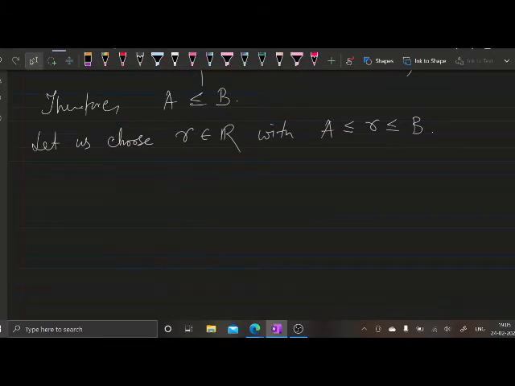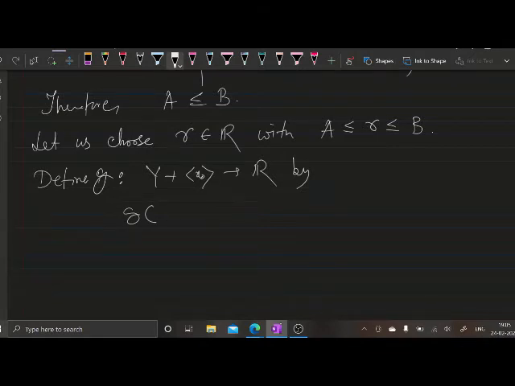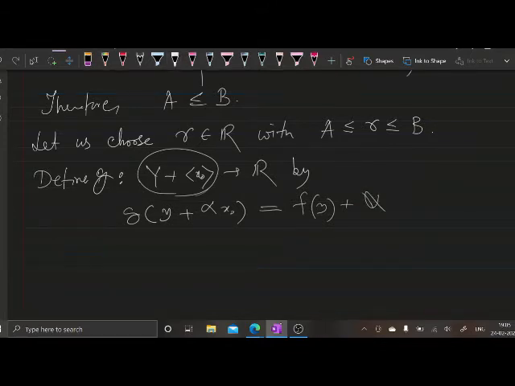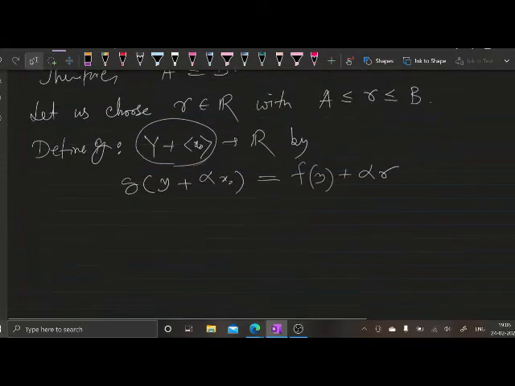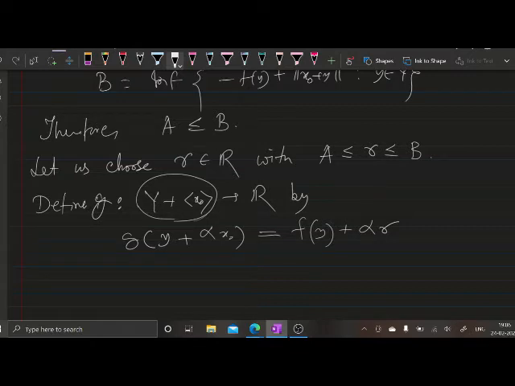And now with respect to this real number, let us define a map G from the subspace generated by y and x naught to R. The elements in this subspace will be of the form small y plus scalar multiples of x naught, that means alpha x naught, right? So you can define this map as G of y plus alpha x naught equal to Fy plus alpha r. Okay, Fy plus alpha r. This r has been chosen in between A and B.